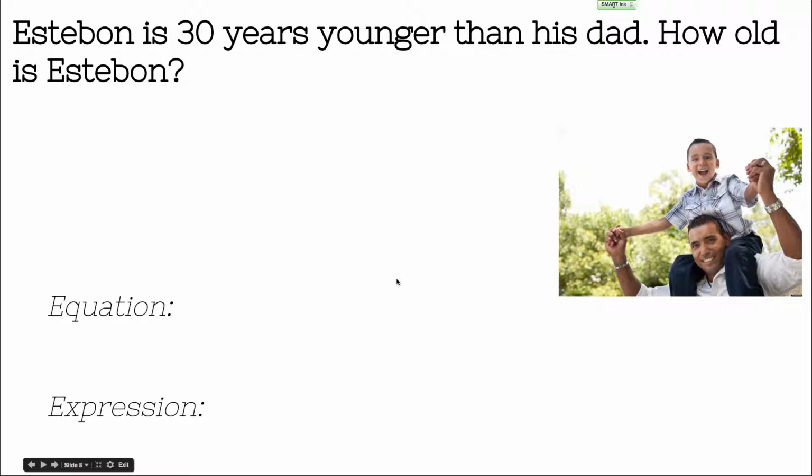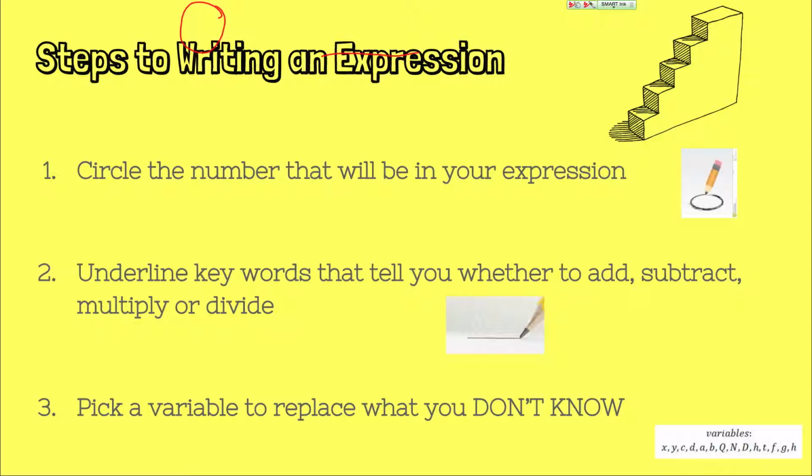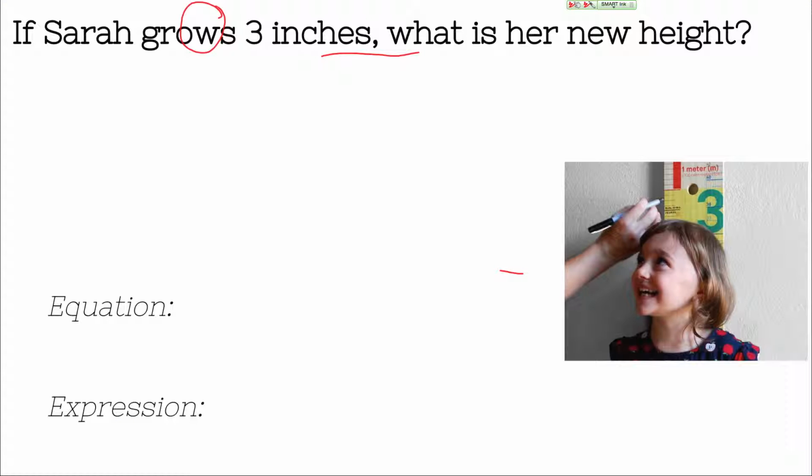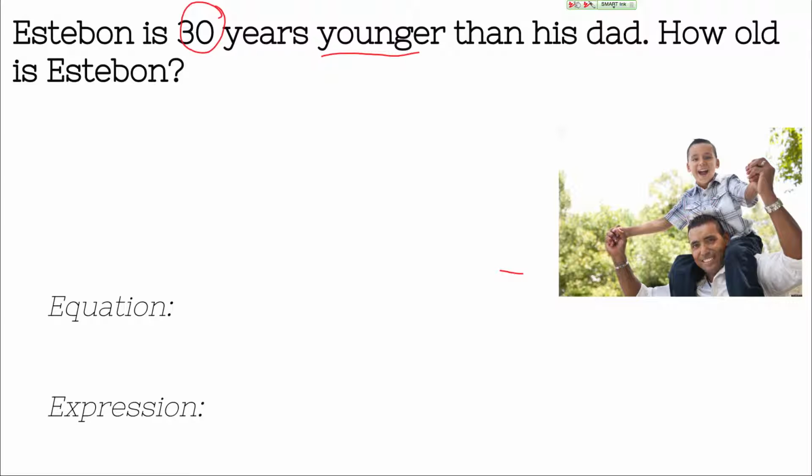Okay, here's another example. Esteban is 30 years younger than his dad. How old is Esteban? Okay, so we're working with the number 30, and let's look for a keyword. Esteban is 30 years younger. Okay, younger would be the keyword. When I look back at those keywords, younger we use when we need to subtract. Okay, so I know I need to subtract. And I'm trying to find out how old is Esteban.